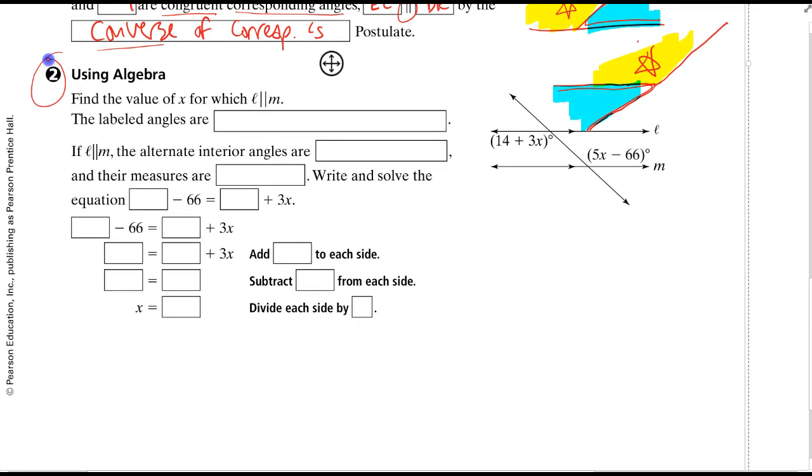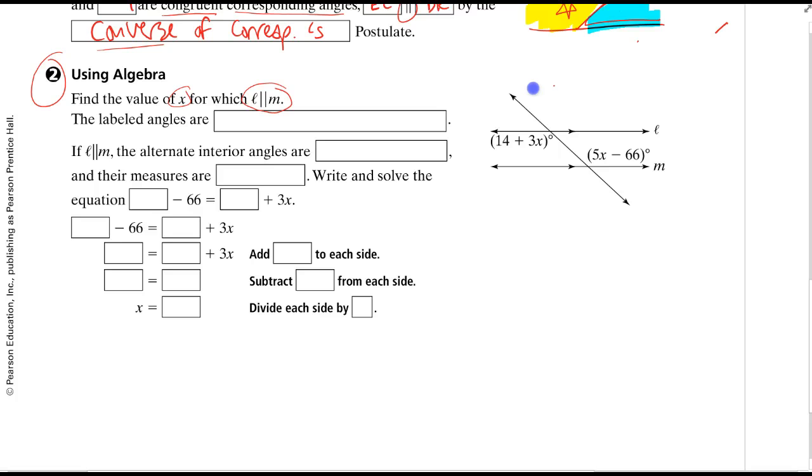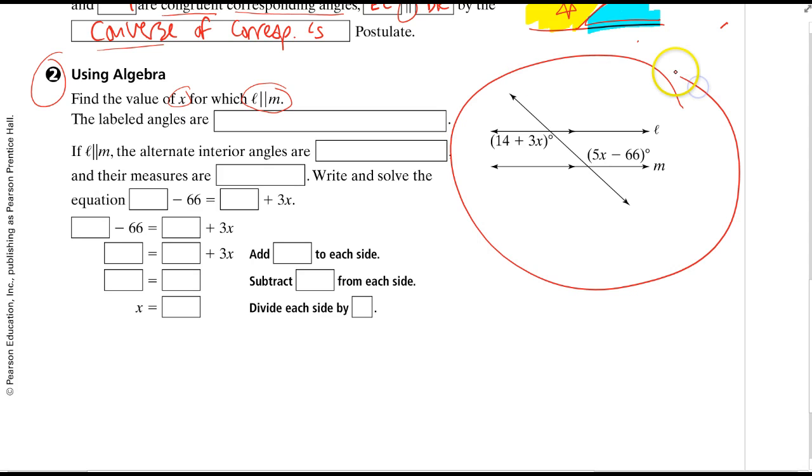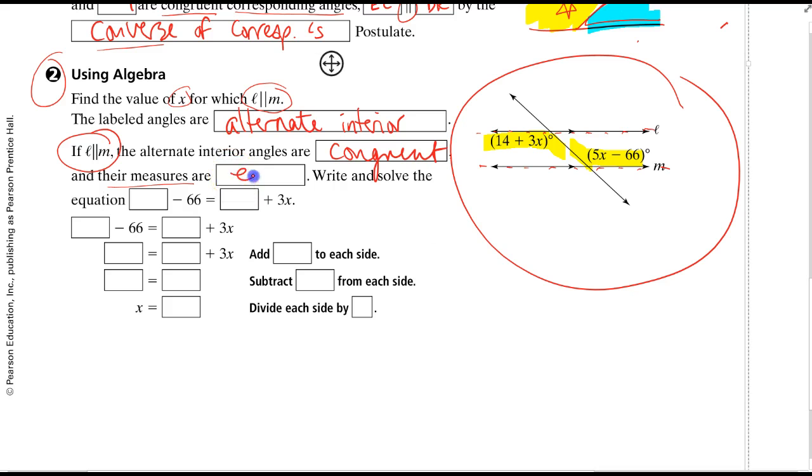let's continue. So example 2 on page 52. Find the value for x which makes L parallel to M. So I've got the diagram right here, and I need to make sure that L is parallel to M. The labeled angles happen to be this one and this one. Those are called alternate interior. And so, if these are parallel, then the alternate interior angles are congruent. That was what we did yesterday. So now their measures have to be equal.